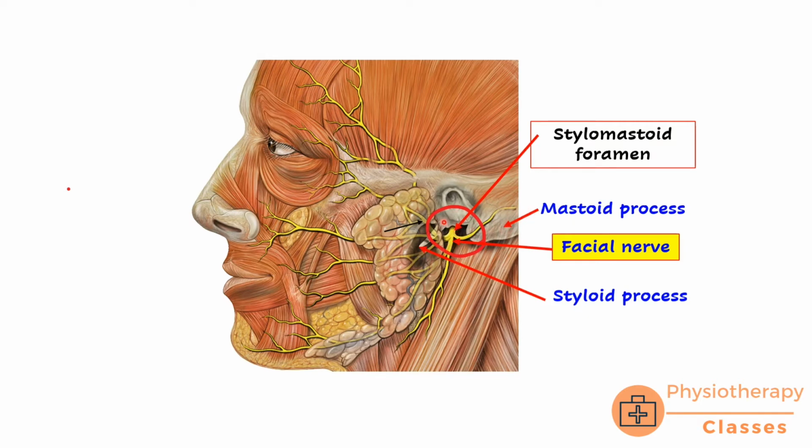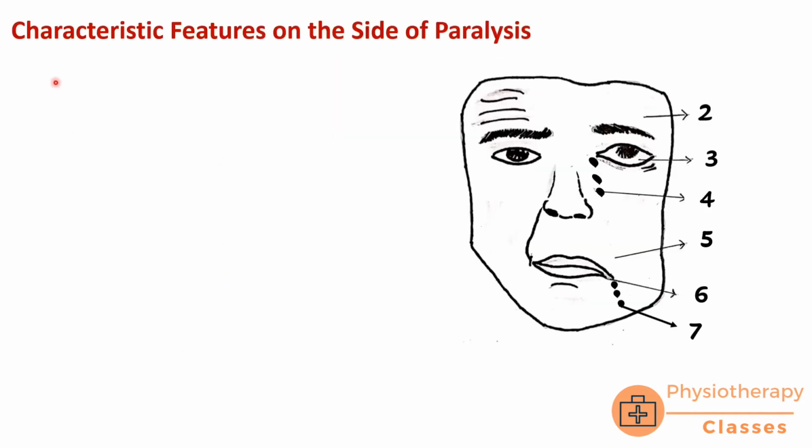So here we have the stylomastoid foramen, and the facial nerve leaves the cranial cavity by passing through this small foramen, that is stylomastoid foramen. So just at this site or slightly above that, the nerve may get compressed due to some infection, right? And then the facial nerve will enter the parotid gland and will give 5 terminal branches which will supply the muscles of facial expression. So let us look at the characteristic features on the side of the paralysis.